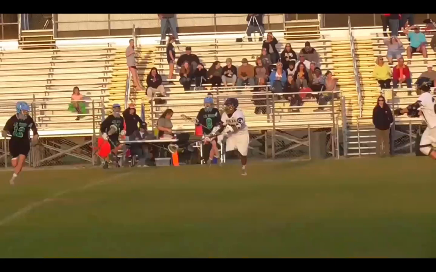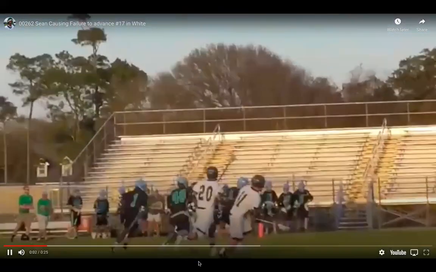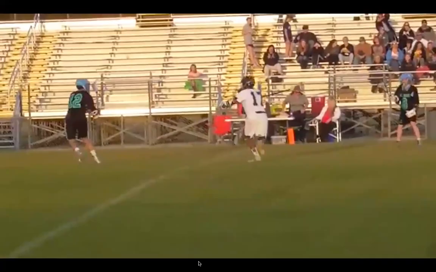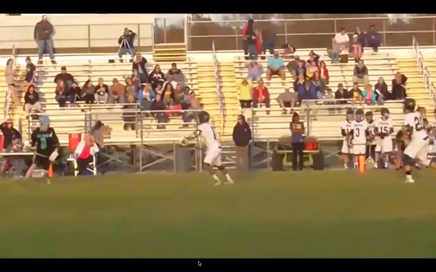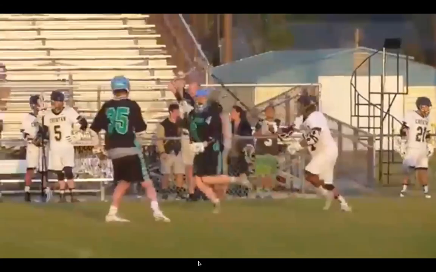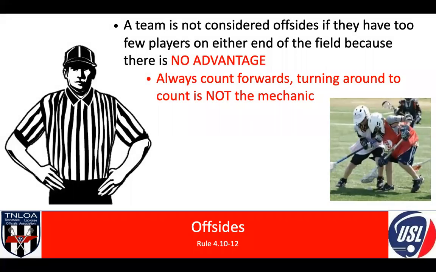Now, it was very difficult for me to find a clip of a failure to advance without going and watching full games. What you have right here is a player who is keeping the clearing team from touching it inside the box and causing a failure to advance. So ball crosses midfield, 10-second count begins. 1, 2, 3, 4, 5, 6, 7. They're keeping him outside the box. Failure to advance. Good job, Sean. That is a very good example of a failure to advance call.